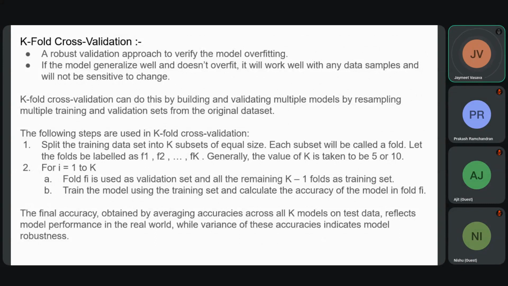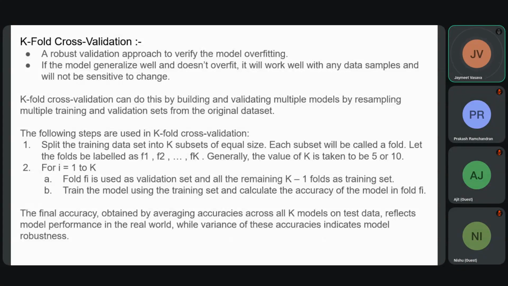Split the training data set into k subsets of equal size. Each subset will be called a fold. Let the folds be labeled from f1 through fk, whatever the value of k that we decide. Generally, the value of k is 5 or 10. For i equals 1 to k, the fold fi is used as a validation set, and the remaining k minus 1 folds as a training set.